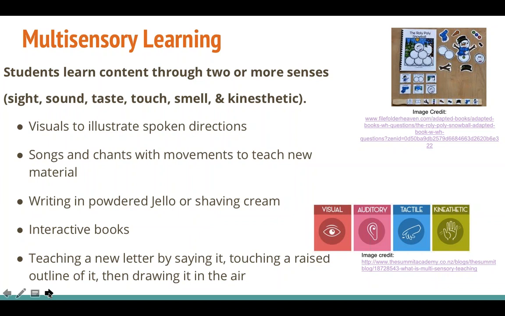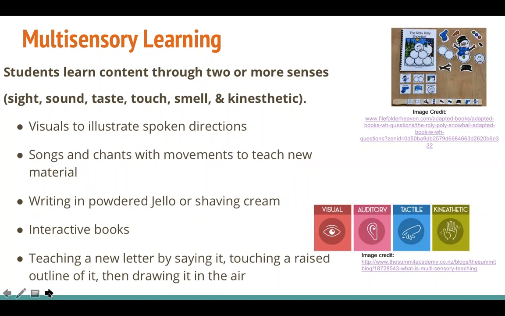Writing in powder, jello, or shaving cream, that's a way for them to engage sight and smell and touch. And it's great to just put it on the table, have them practice their letterings or whatnot, and then easy to clean up.